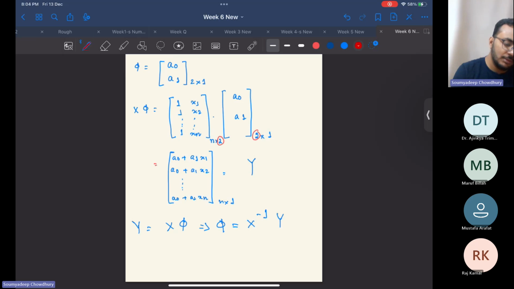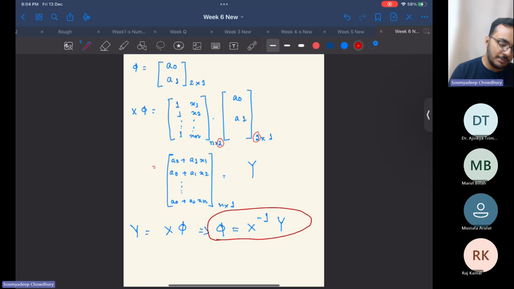But in this relation there is a problem. Can you tell me, just by looking at this matrix X, what is the problem here? Any one of you? I am saying that this relation, Y equals X phi, is correct. But from that, if we want to find phi, it should be X inverse Y. But I'm telling you there is a problem. You cannot evaluate the phi matrix, the coefficient matrix, by finding X inverse and multiplying it with Y.